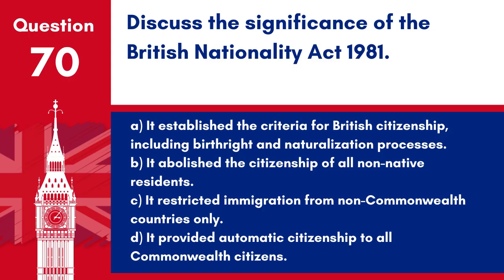A. It established the criteria for British citizenship, including birthright and naturalisation processes. B. It abolished the citizenship of all non-native residents. C. It restricted immigration from non-Commonwealth countries only. D. It provided automatic citizenship to all Commonwealth citizens.